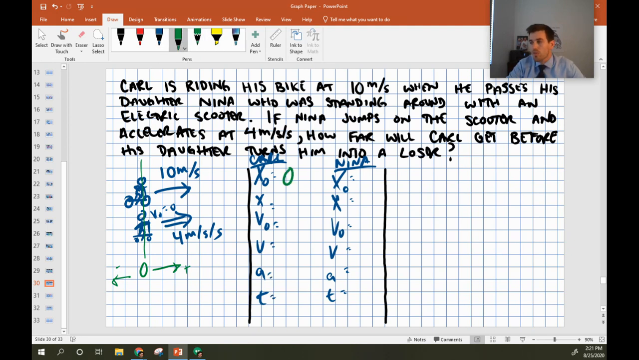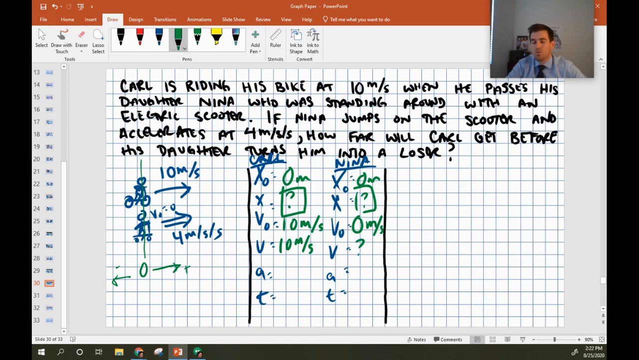So we know that they are both starting at 0 meters. We don't know how far they're going to get. And in fact, that's actually the question that we're wondering. We want to know how far they'll get. We know that Carl's initial velocity is 10 meters per second because he's doing that at a constant rate on his bike. And we know that Nina is starting at 0 because she's just standing around waiting for him. Carl's final velocity is 10 meters per second as well because he's going at constant speed.